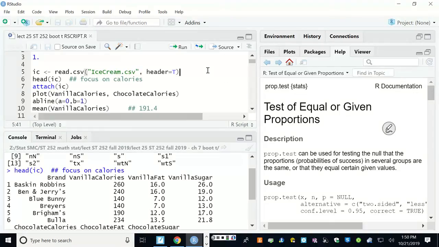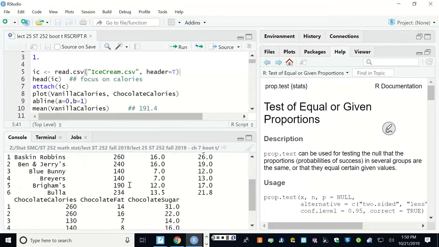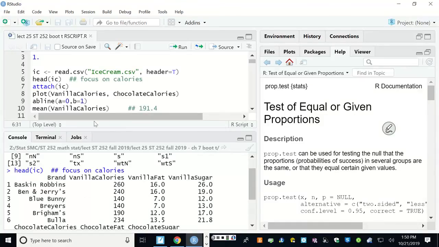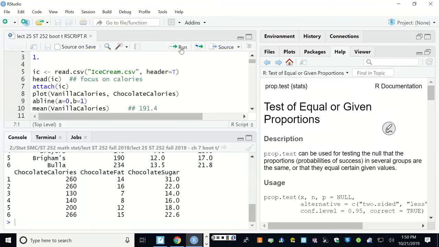So problem 7.220 deals with this ice cream data set. There are a number of brands of ice cream, and calories, fat, sugar, etc. from vanilla and from chocolate. No chunky monkey or anything like that, just kind of strawberries or whatever your favorite might be. So those are the first several rows. Anyway, I just called it IC for short to make it easier to deal with. And so I'll run that to attach those things.